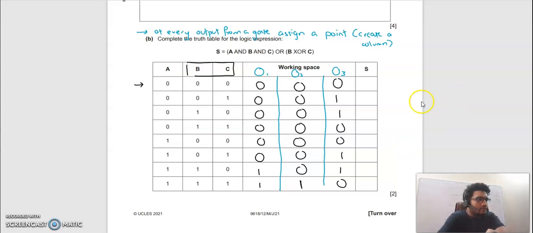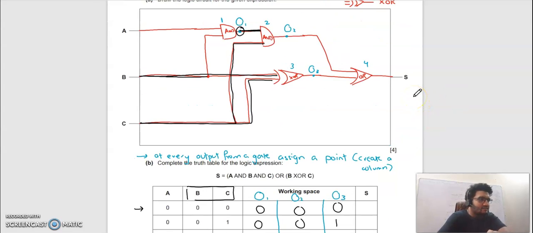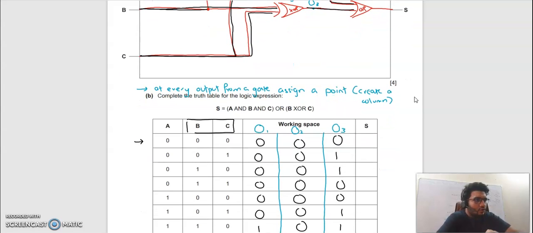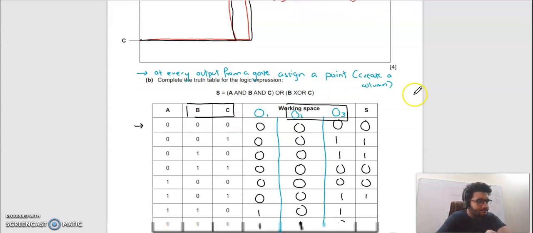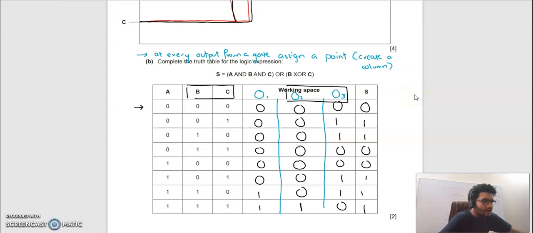Okay, now my last column is left, which is S, and remember, S is basically an OR between O3 and O2. So for S, I'll need to OR O3 and O2, which is these two columns. So let's OR them. So I get a 0, 1, 1, 0, 0, 1, 1, and a 1. So that is finally what is going to be my answer.